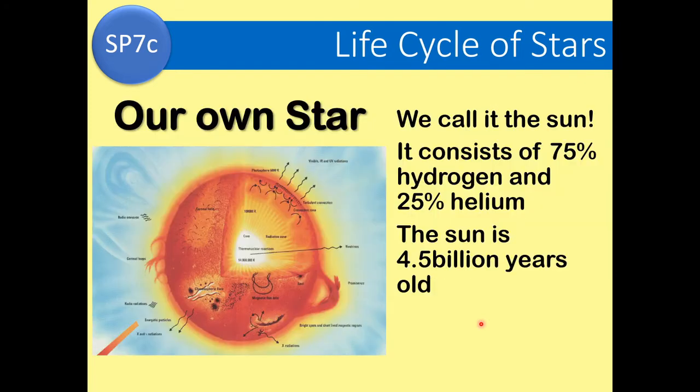Now, our own star is a main sequence star, and we call it the Sun. It consists of 75% hydrogen and 25% helium. So it's mostly hydrogen with a little bit of helium. And it's currently 4.5 billion years old, and it's about halfway through its life cycle.